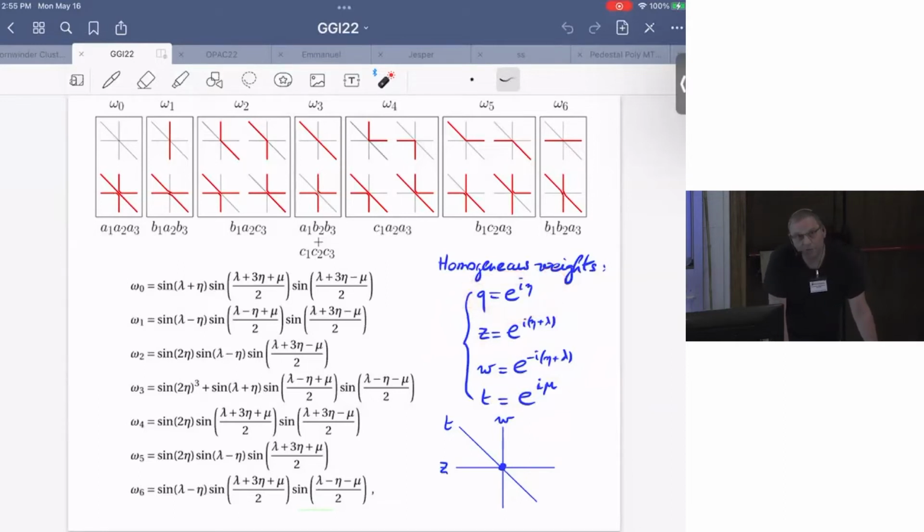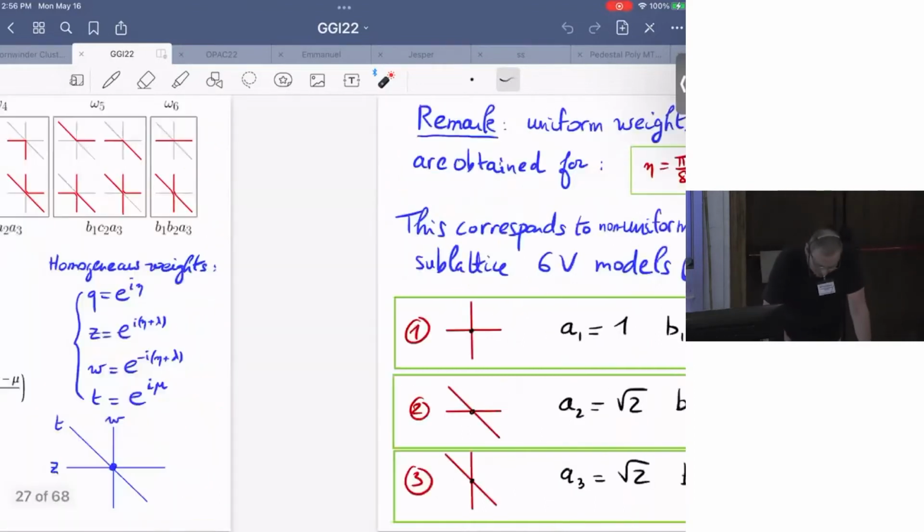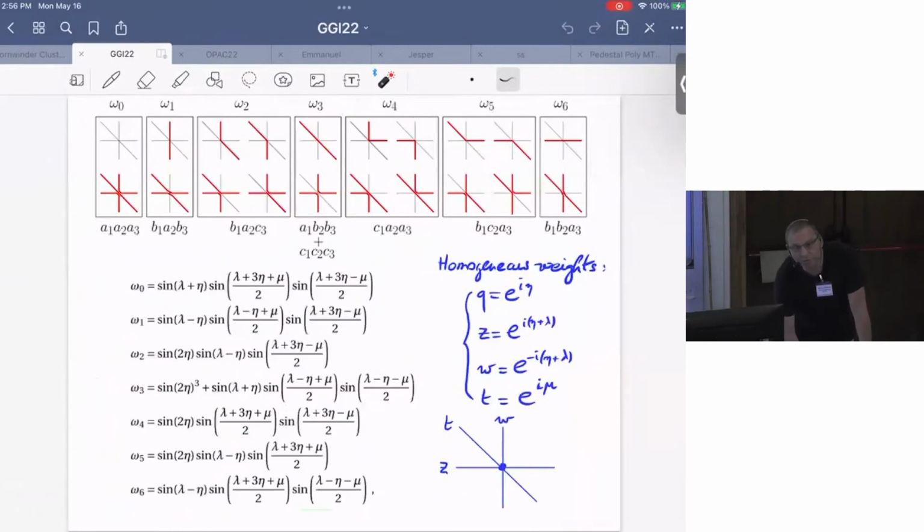So if you want to be in the so-called disordered phase, which will come from the disordered phase of the 6 vertex, you have to take all these lambda, mu, eta, etc., to be real. Okay. So the remark here is that you can also get the uniform weights. You want all the omega to be 1, and there is such a way. It's a bit strange, but you need pi over 8. So it means that Q is a 16th root of unity, but sometimes people use Q squared instead of Q. So it's 8th root of unity in that notation.